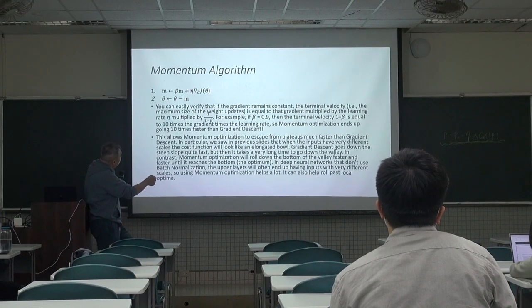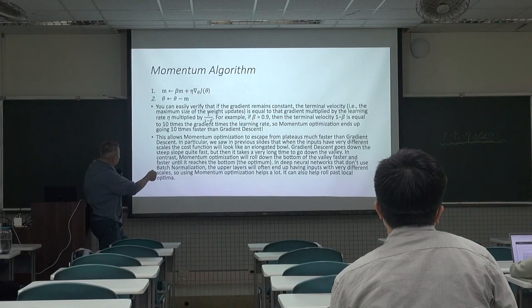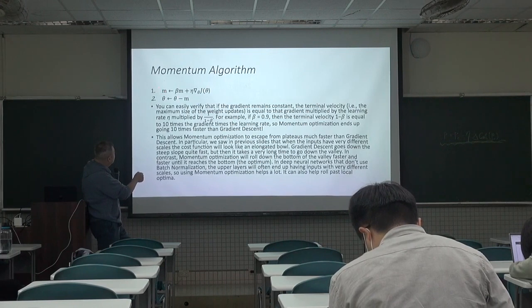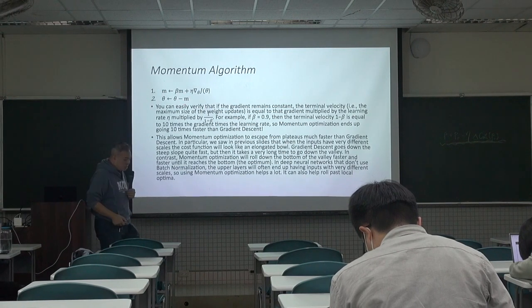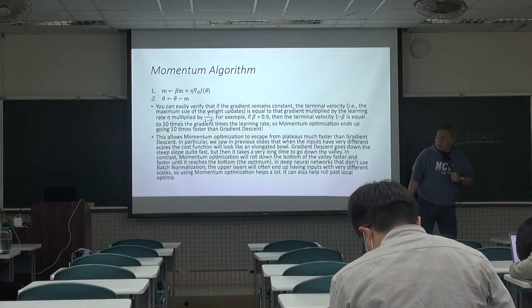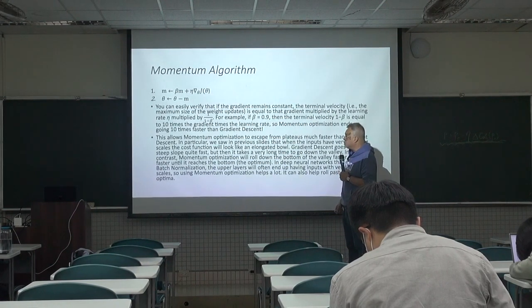So basically, this is the local gradient, and you add it into the previous momentum vector. This is the resulting momentum vector, and the current location will be the previous location minus this M. So this is the momentum optimizer algorithm.